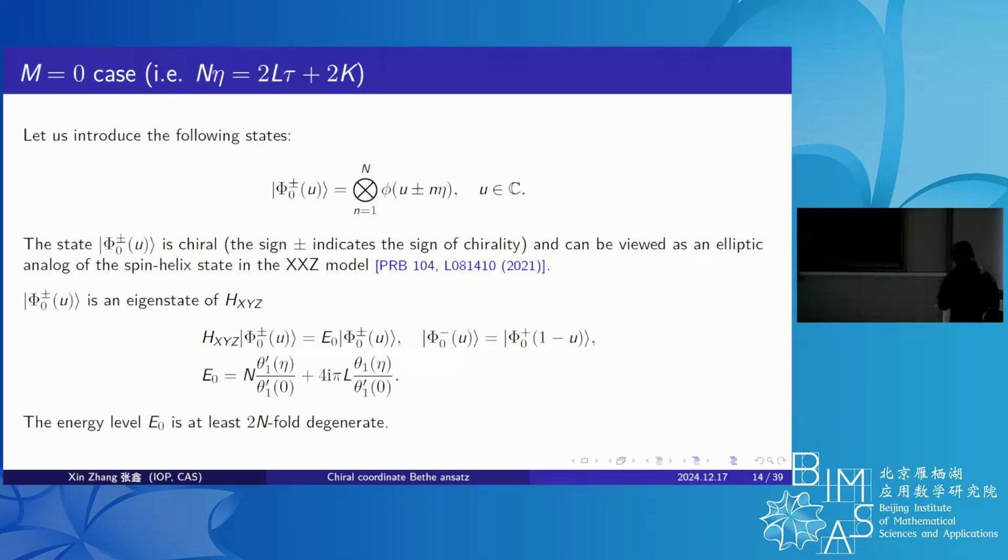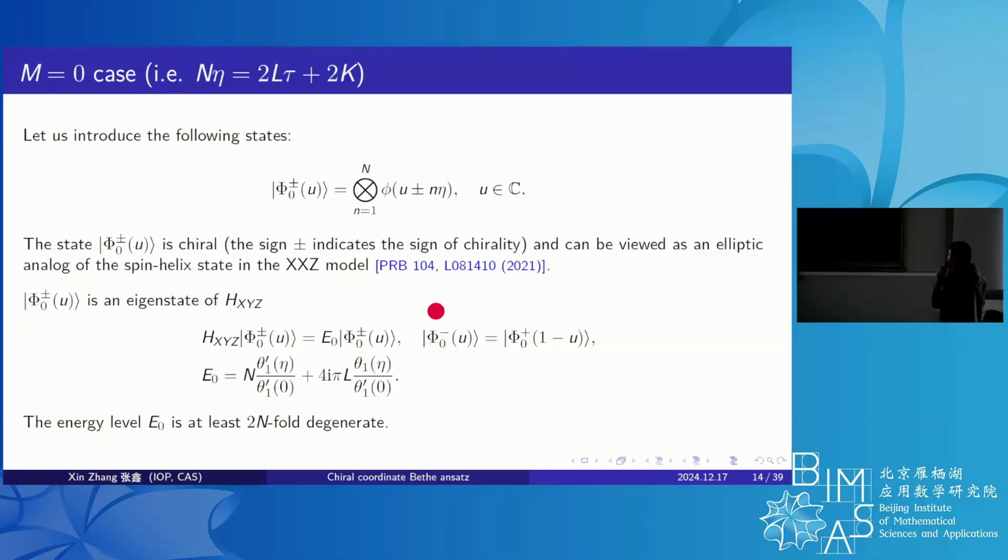So then it's about how to construct the eigenstates of the Hamiltonian based on our basis. The first is the simple one. When m is 0, it means the crossing parameter eta times the system length n is just a linear combination of these 2 tau and 2. So then we introduce such a state. In this case the phase factor just increases linearly, right? Then we can prove that this state, the capital phi of u plus or minus, is chiral, and the sign just indicates the different chirality.